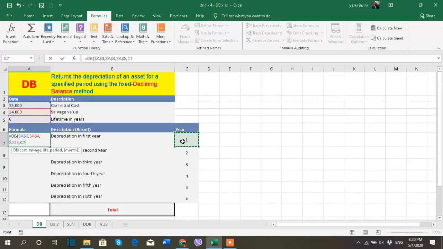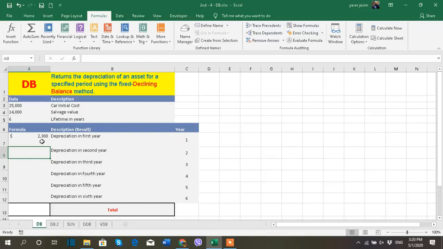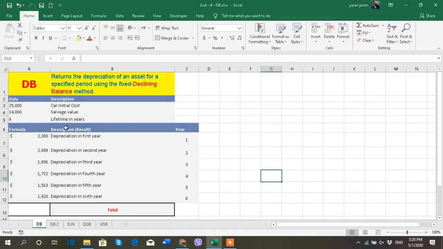If I'm going to do it for the second year, I'm going to write number 2 and 3, but instead of writing numbers, I gave you the years here. Just select year 1, close the bracket, and click. Now what do you need to do after that? Just select and drag. All the depreciations for every year will be calculated directly when you drag your function. It's going to be easy for you.